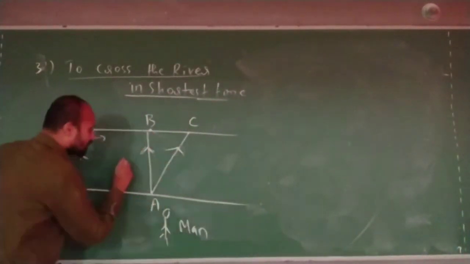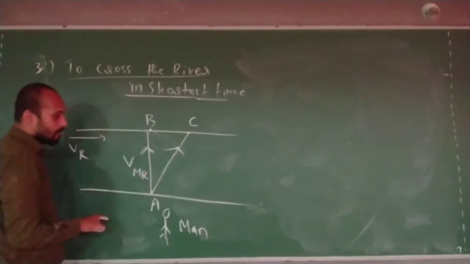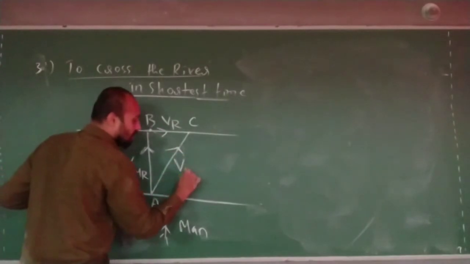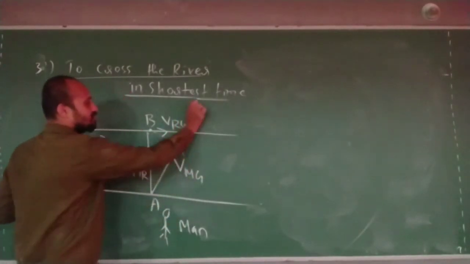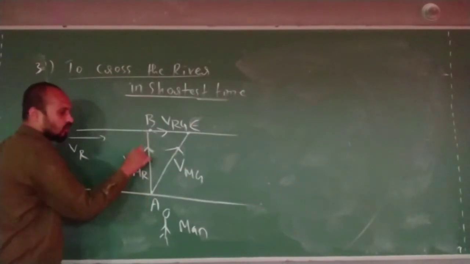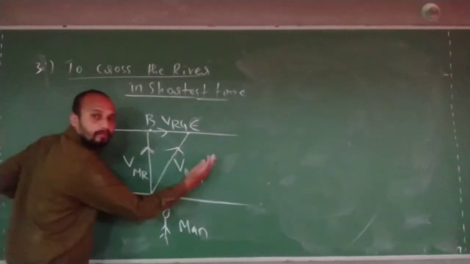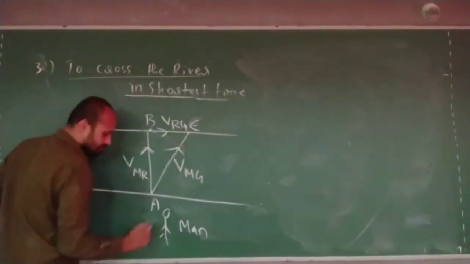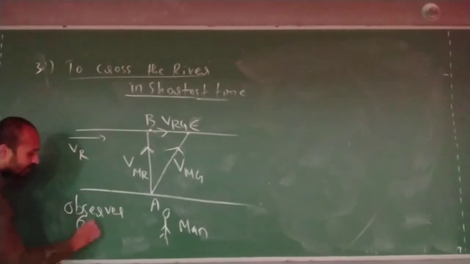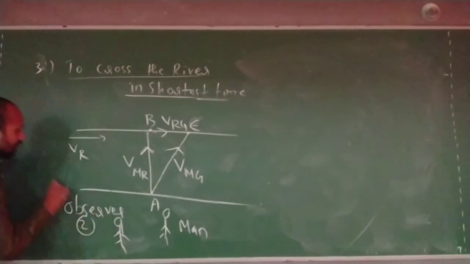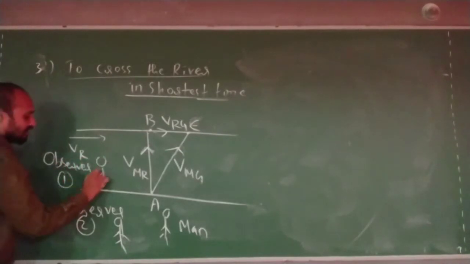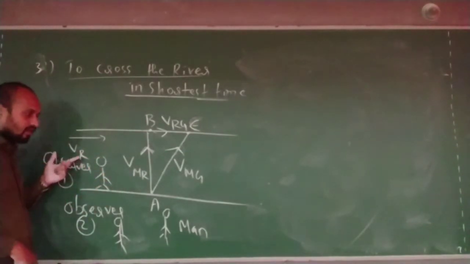Actually, with respect to the river, he is going like this, but the river is pushing like this. In reality, he will go like this. This is the ground. Correct now? With respect to the river, he is going like this. The river will push him like this. So, if I take two observers, this is observer 2 who is at the ground. I will take another observer who is moving with velocity VR.